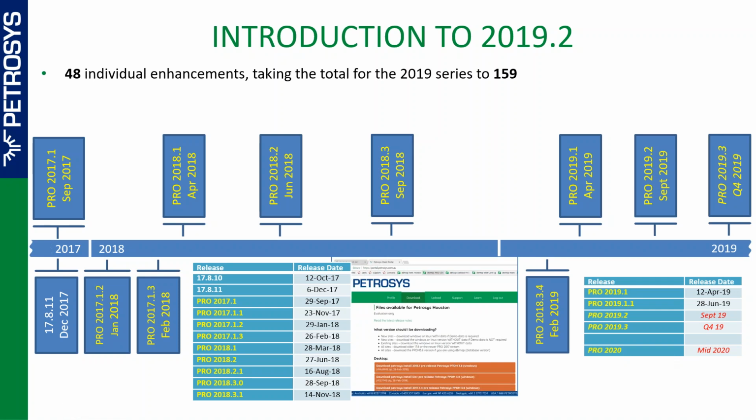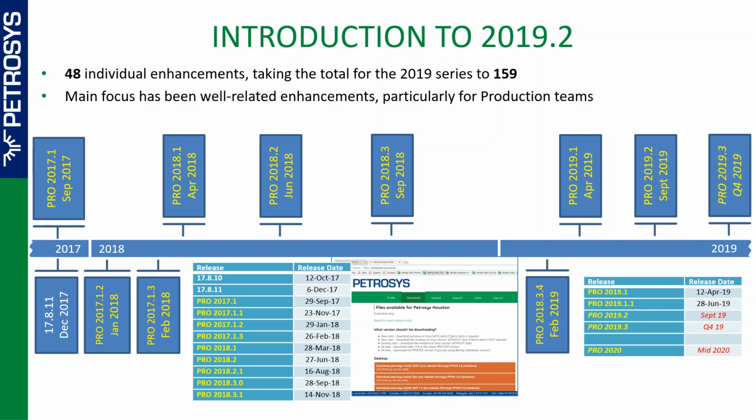For this release, there are 48 individual enhancements in 2019.2, and that takes the total for the 2019 series up to 159. Compared to the 2018 version, there's a significant number of enhancements, ranging from major functionality developments through to minor requests as well as bug fixes. So a lot of additional value in the software over the last few months.